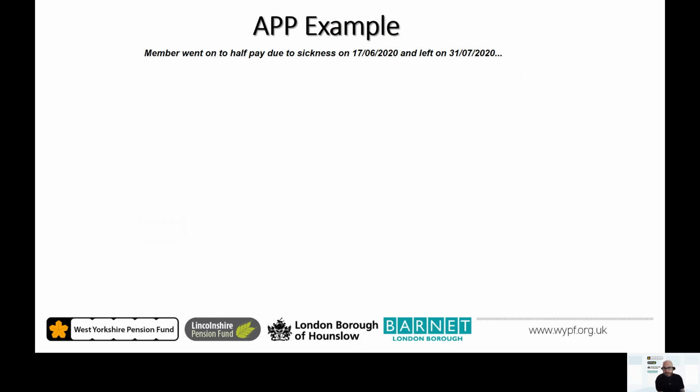So now we're going to look at an APP example. In this example, it is important to make note of the dates, which are key in looking at calculating APP for a member. So in the example on the slide, the member went on to half pay due to sickness on the 17th of June 2020 and left the 31st of July 2020.